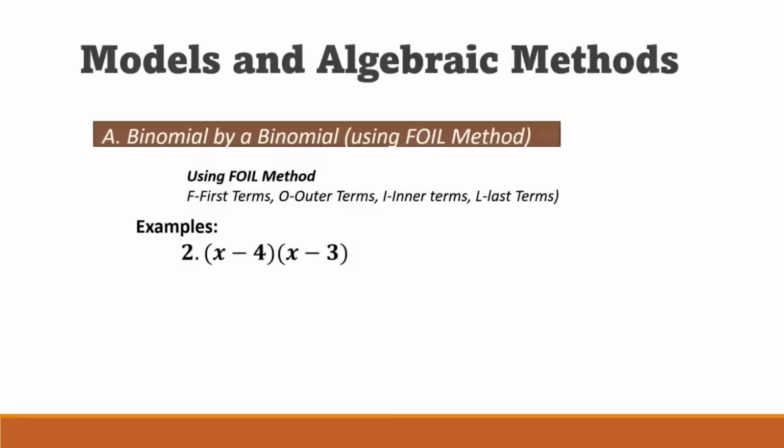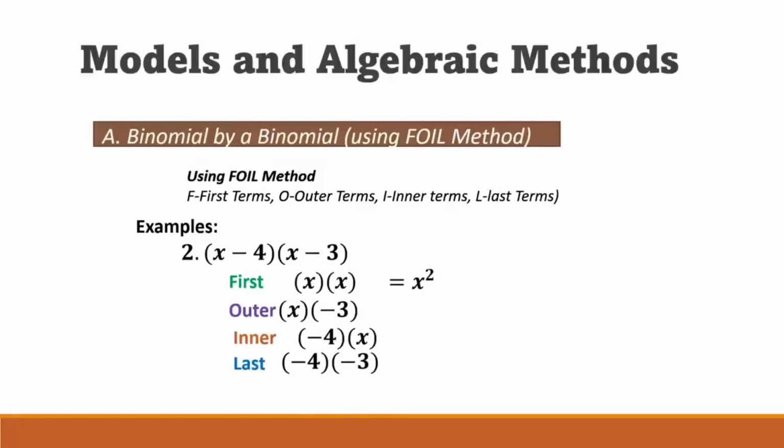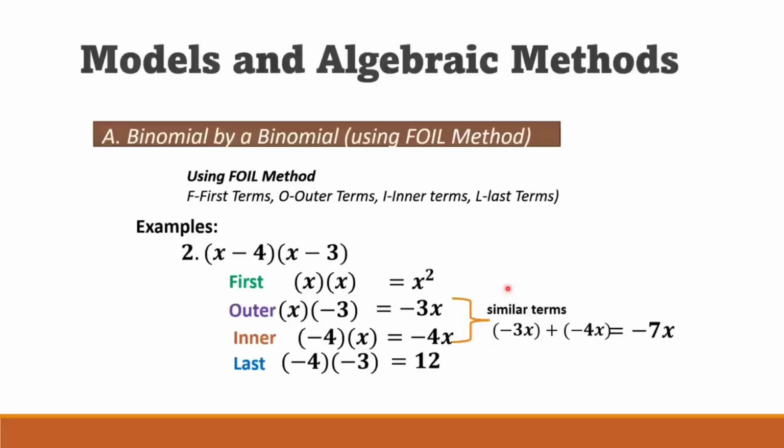Here is another example. We have the quantity x minus 4 times the quantity x minus 3. So again, we list down the pairings, and then we multiply. x times x is equal to x squared. x times negative 3 is negative 3x. Negative 4 times x is negative 4x. And negative 4 times negative 3 is equal to 12. We combine the similar terms, negative 3x and negative 4x, and the result is negative 7x. Combining them together, the final answer is x squared minus 7x plus 12.